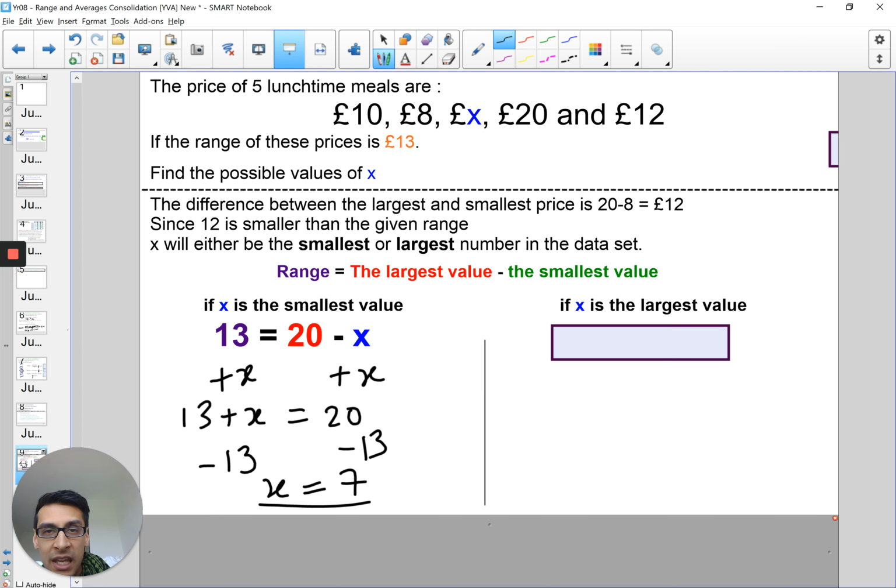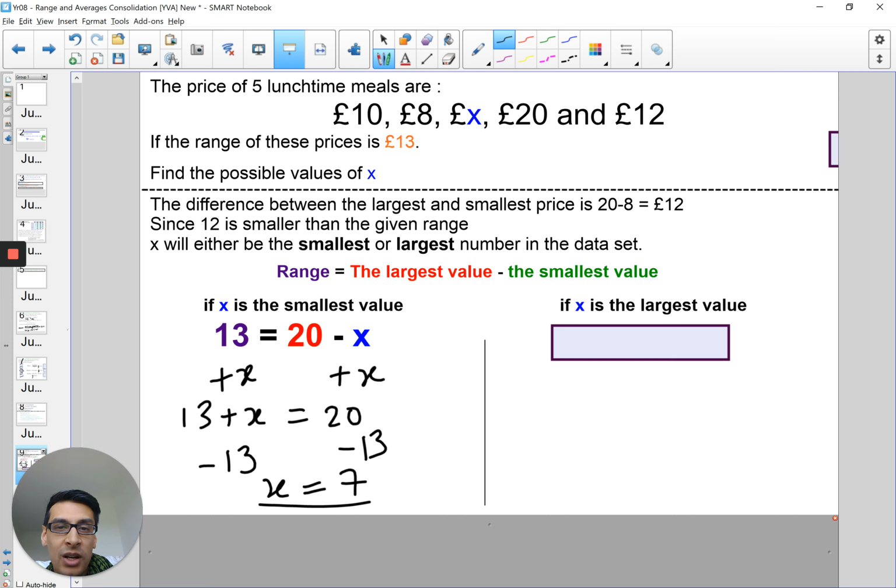Now, some of you may have been able to do that in a much quicker method. You don't have to do as much working out as I've shown you here. But if you weren't sure, you can just do this method. Now, x could be 7, because then that would mean, looking back at the original question, if the highest price was 20 and the lowest price was 7, then the range becomes 13.